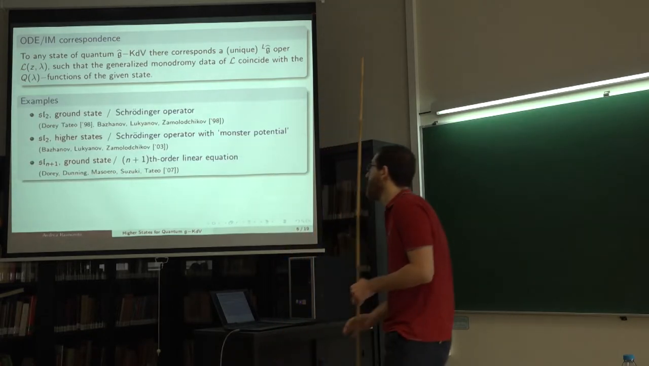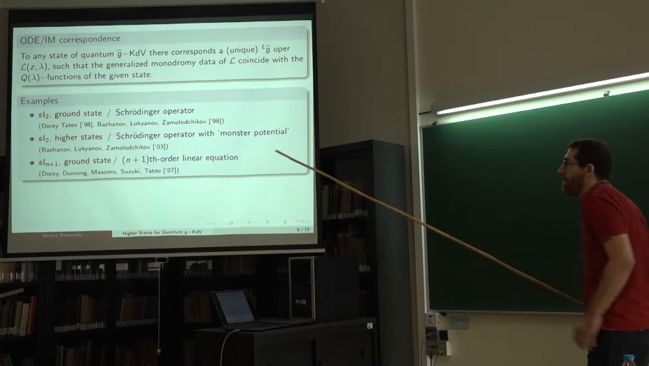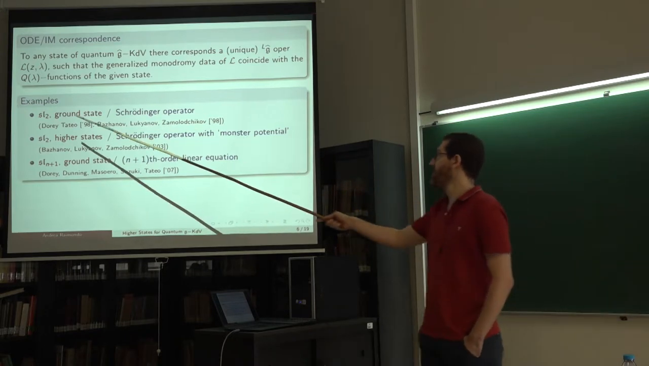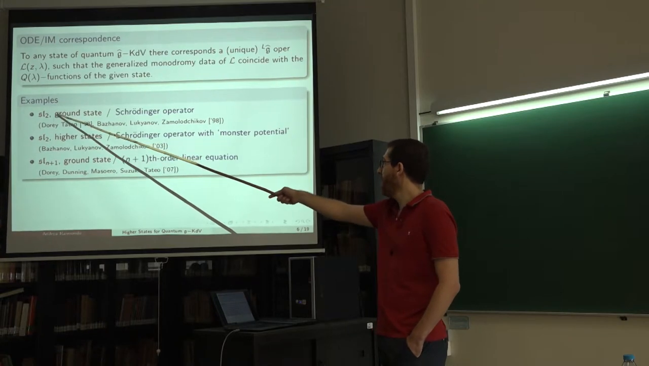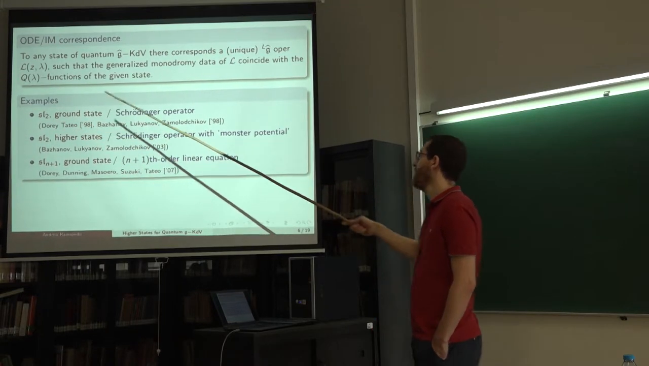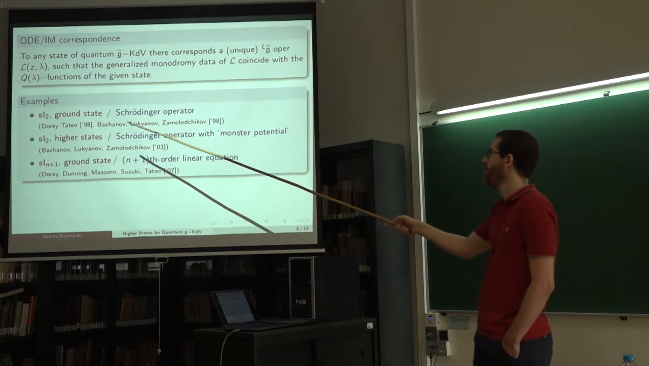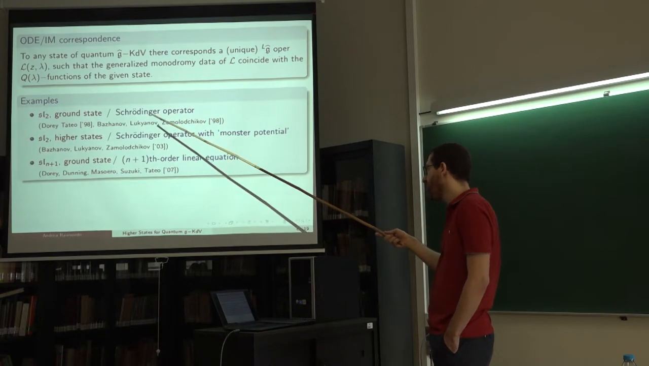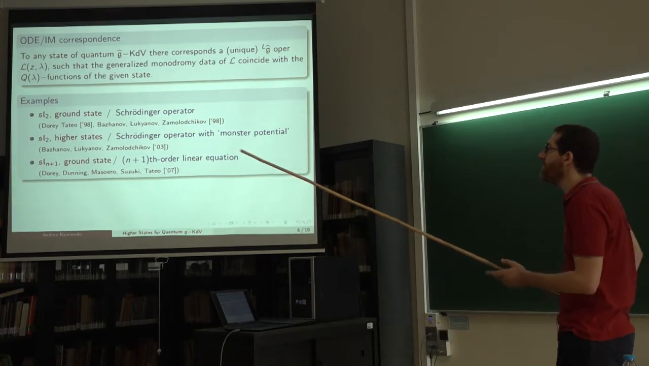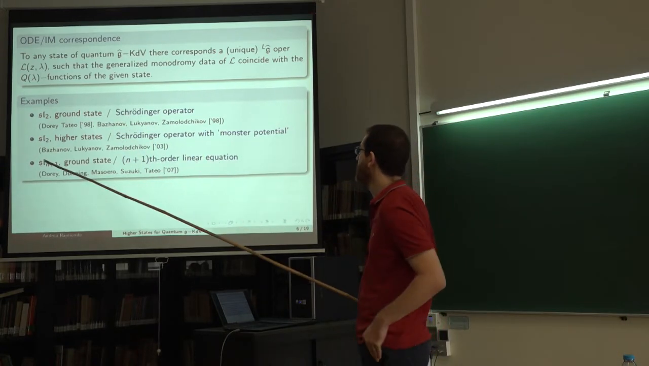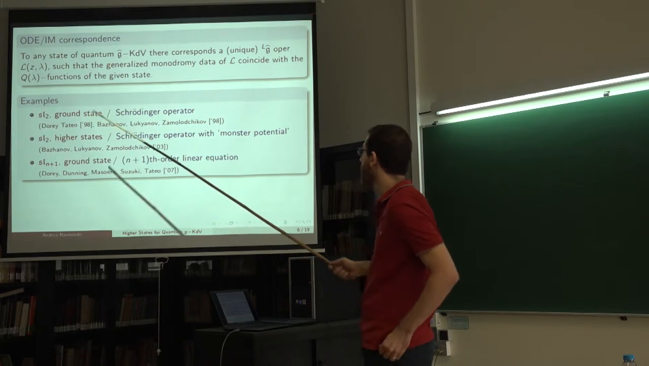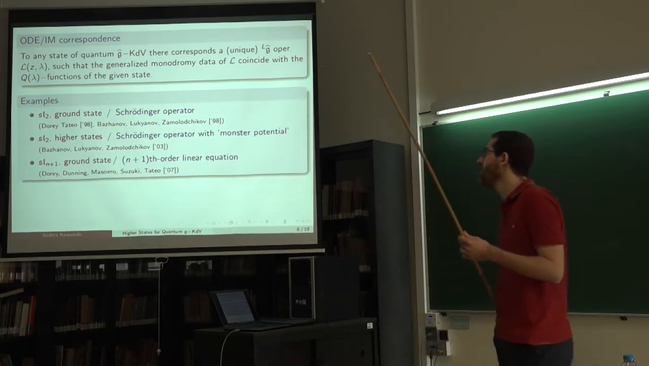Okay, a few examples. I have to fix the algebra, which is SL2, and a state, the ground state. In this case, and this is the original ODE/IM correspondence, the corresponding Oper will be a certain Schrodinger operator, which you will see later. And this is the original construction by Dorey and Tateo and Bazhanov, Lukyanov and Zamolodchikov.